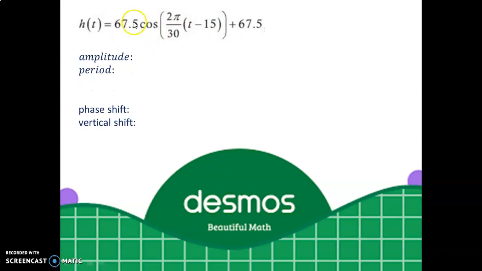The number in front is the amplitude. So the amplitude is 67.5. That means the wave, which used to have a height of 1 for the normal cosine curve, now has a height of 67.5. So that's our amplitude.